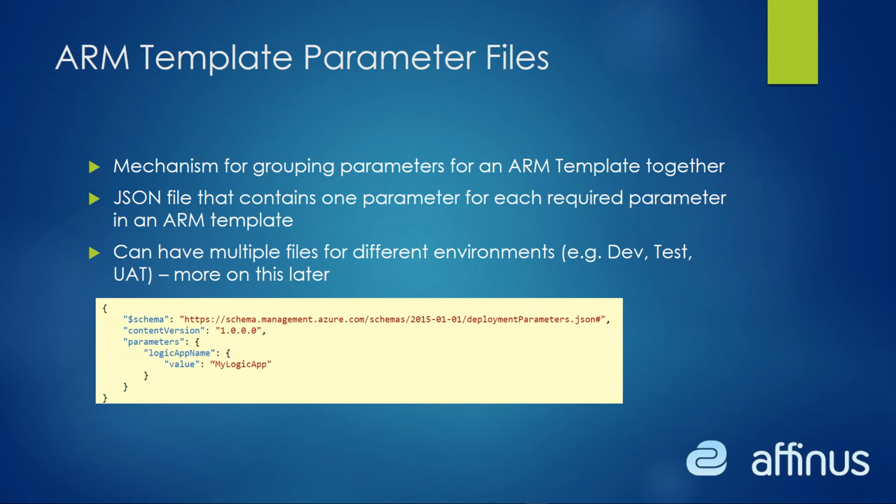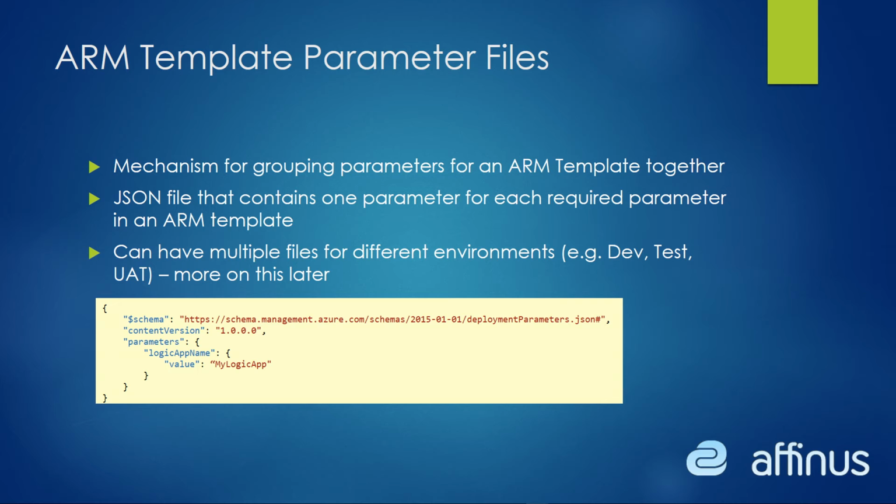ARM template parameter files. Now, this is just a mechanism for grouping parameters for an ARM template together. It's a JSON file that contains one parameter for each required parameter in an ARM template. And you can have multiple files for different environments. So for example, you might have one file for dev, one file for test, one file for UAT, which all have the same parameter names in them but different values. We'll talk more about that later when we get to our video on deploying from Visual Studio and then deploying from Visual Studio Team Services, because you have a number of choices here.